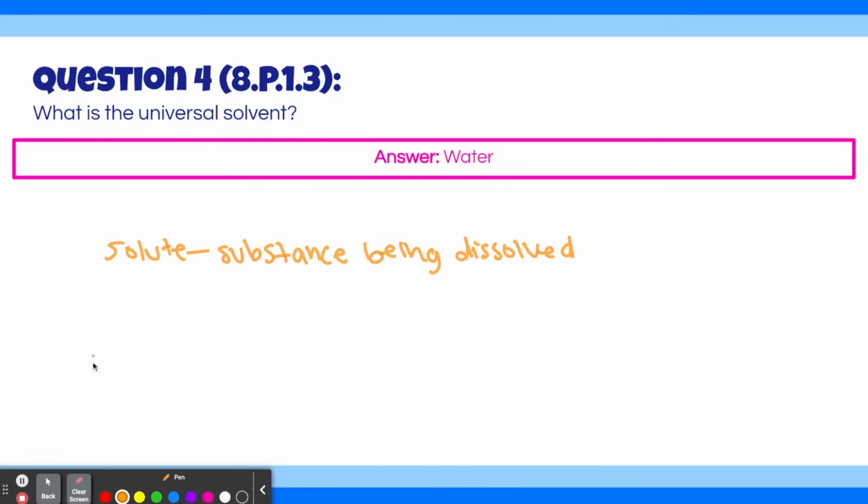But this question is asking about the solvent. So the solvent is the substance that is taking in the solute. So the water is taking in the salt. Water is known as the universal solvent because so many things can dissolve in it.